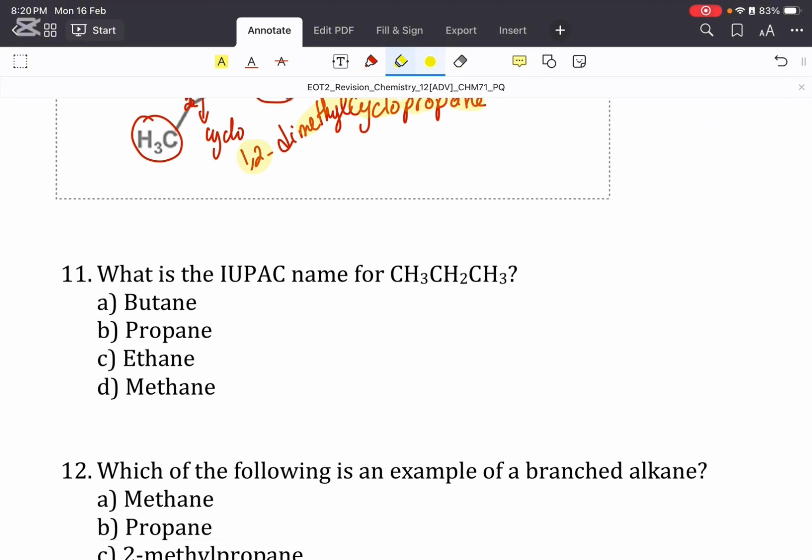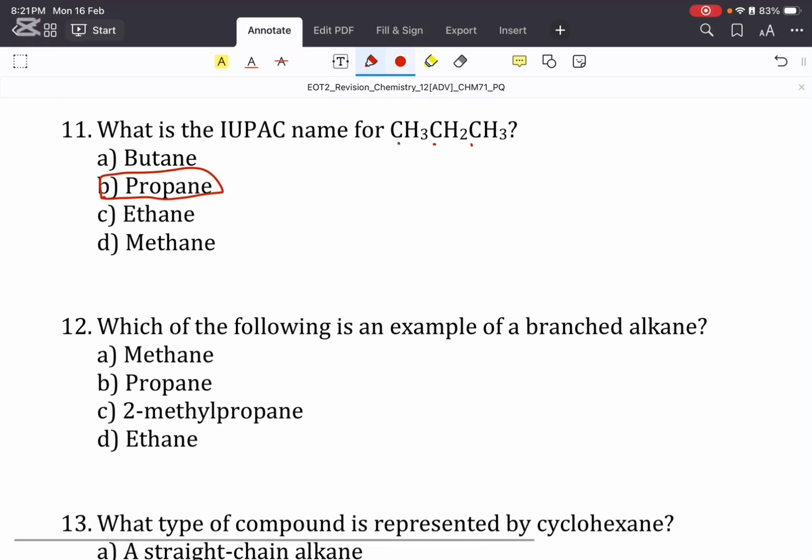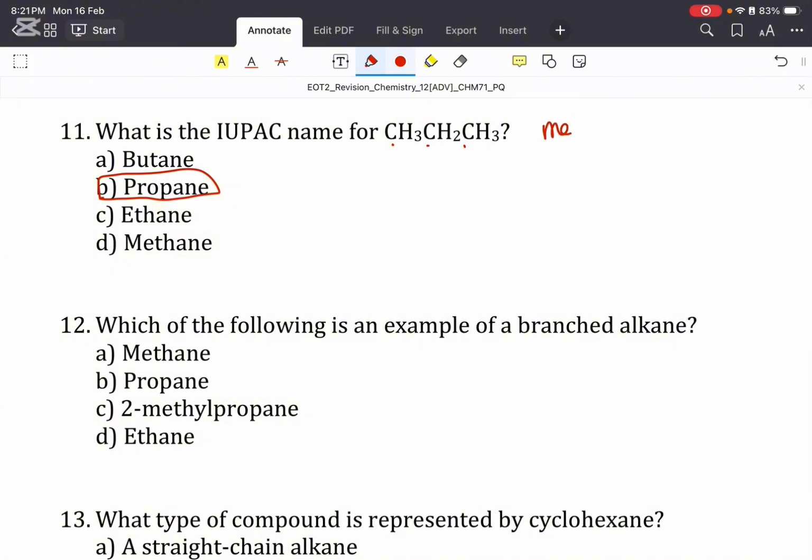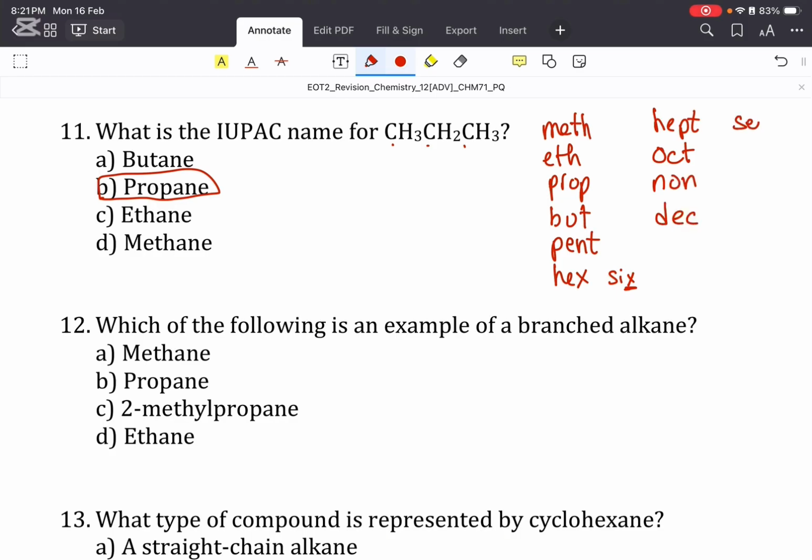Next, what's the IUPAC name of 3 carbons? That's a propane. You need to come to the exam knowing this list. Meth, eth, prop, but, pent, hex. Now when you reach here hex, it reminds me with 6. And then when it comes to hept, oct, non, and dec, it reminds me with September, October, November, and December. It's just a sequence, one after the other.